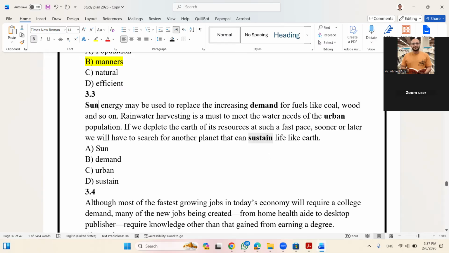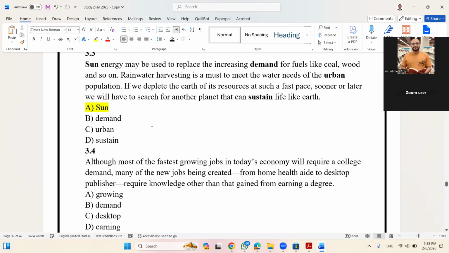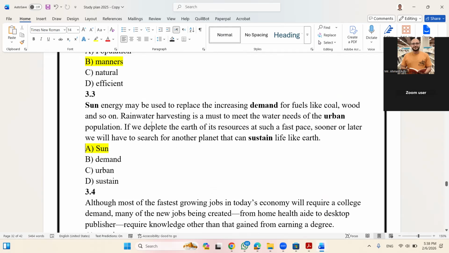Look, sun energy. It should be solar energy, not sun energy. All right? Solar energy. Easy questions, by the way.